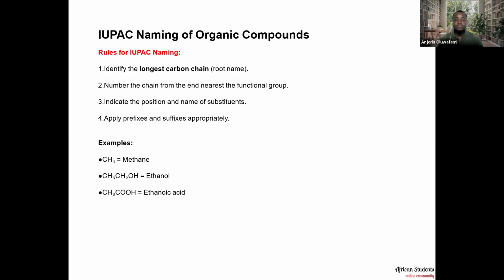The same thing with the ethanoic acid. You have two carbon atoms. Then it has the functional group COOH, which is the carboxylic acid functional group. So that gives us ethanoic acid. So proper naming ensures clarity and standardization globally.